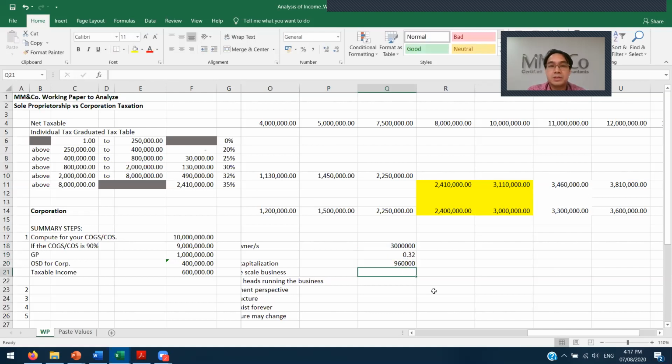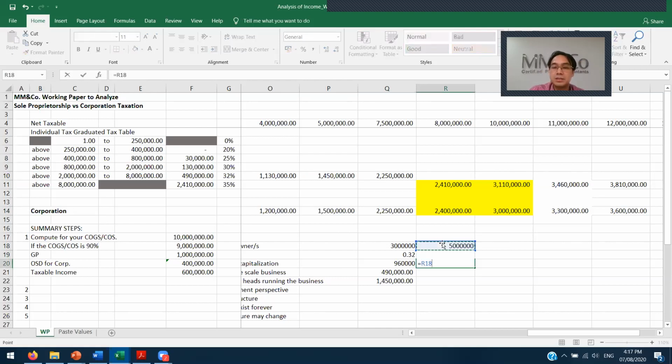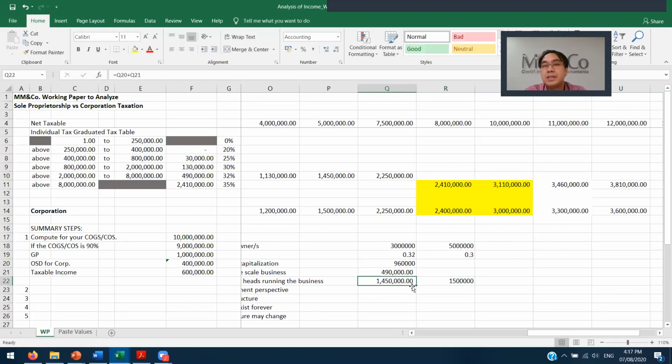So kasi meron tayong mga kasamang mga business owners, ano? Ayan, tapos lagay lang natin dito. Let's see kung anong lalabas. So 1,450. So at 5 million, ito yung lalabas. So tama yung formula. Pero pag tinignan mo yung corporation, ang mangyayari, 5 million times 30%. Kasi 30% yung atin pong corporate income tax. So i-compare natin dyan would be 1,500. So meron siyang difference na 50,000.